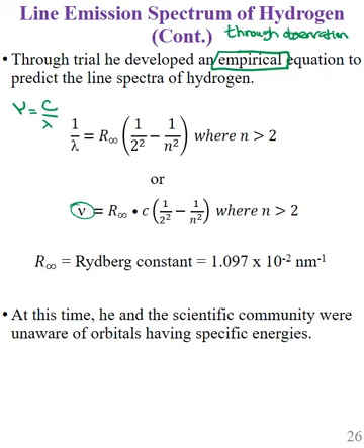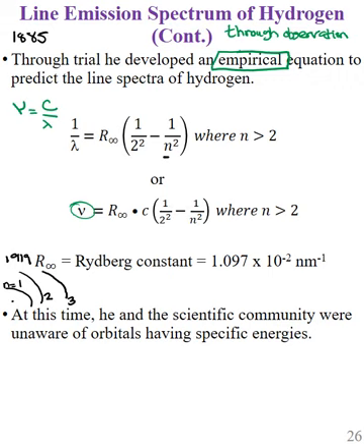Now at this time, he and the scientific community were unaware of orbitals having specific energies, right? So at that time, they had no idea about Niels Bohr. Niels Bohr, remember, came in 1919. That's when they looked at those specific energy levels. This, Johannes Balmer, was in 1885. Now right now we know what n really means. n means these energy levels.